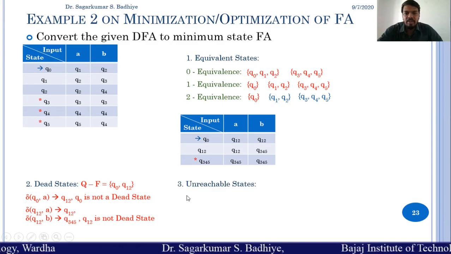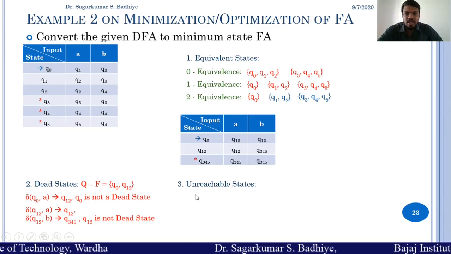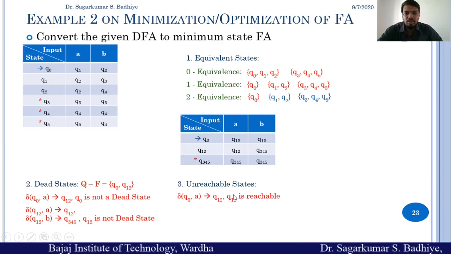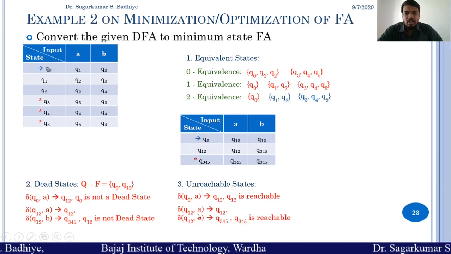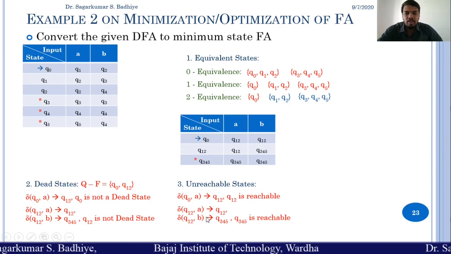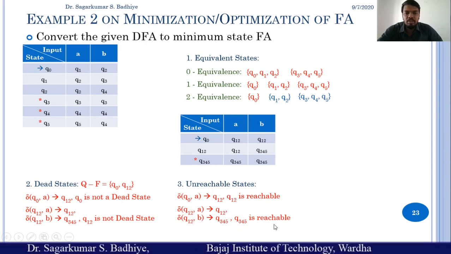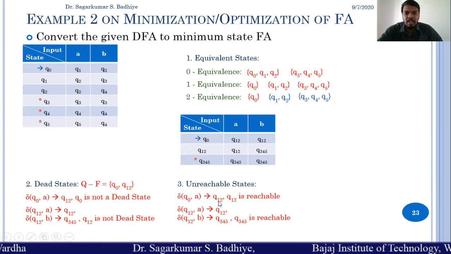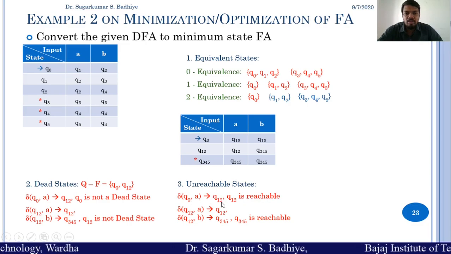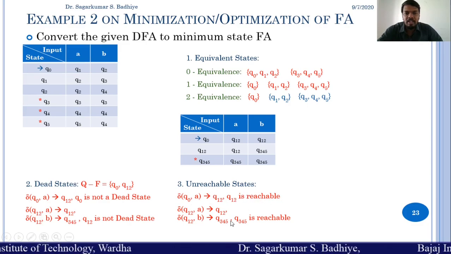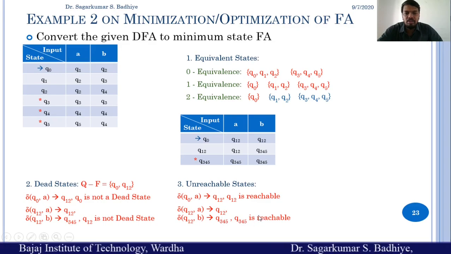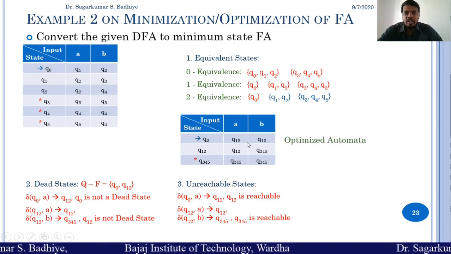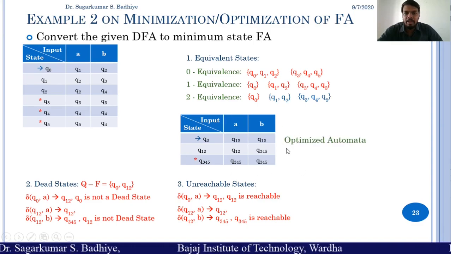The next step is to find the unreachable states. So we start from the initial state. q0 on A goes to q12. So q12 is a reachable state. q12 on A goes to q12 and q12 on B goes to q345. So q345 is also a reachable state. As q0 is the initial state, it is always reachable. We can reach q12 from q0, so q12 is also reachable, and we can reach q345 from q12, so q345 is also reachable. So there are no unreachable states. So this is the optimized finite automata.